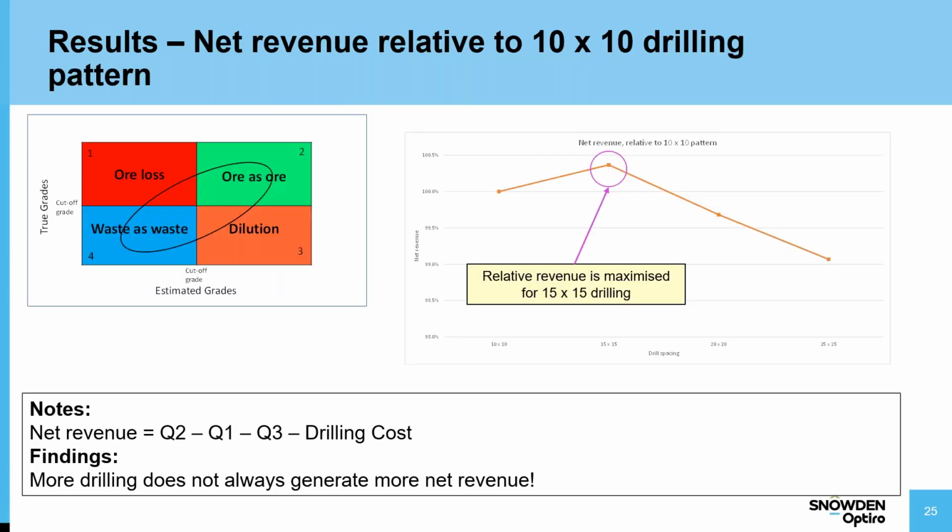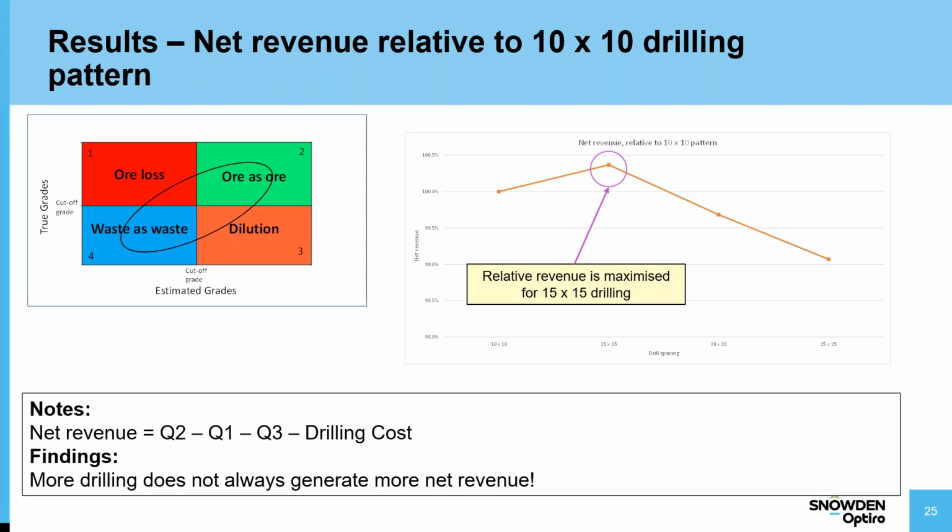So here are some results. Again, remember what we're doing here is comparing estimated grades from an ordinary kriging model with the truth being the simulated grades. Along this axis we're looking at the 10 by 10 drilling grid, the 15 by 15, the 20 by 20, and the 25 by 25. Our net revenue formula is very simple. It's simply the revenue that we get from the ore, minus the value of the material that we send to the waste dump, minus the cost of the dilution, and of course we're considering the drilling cost.